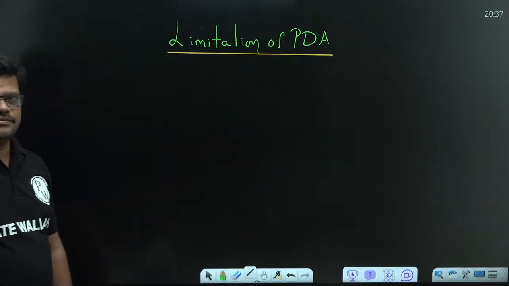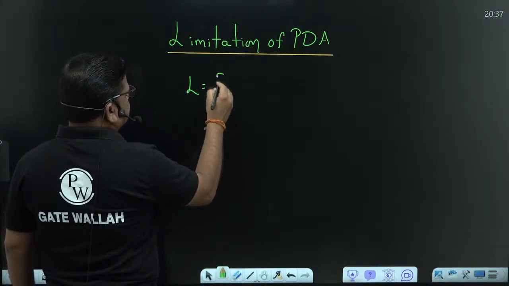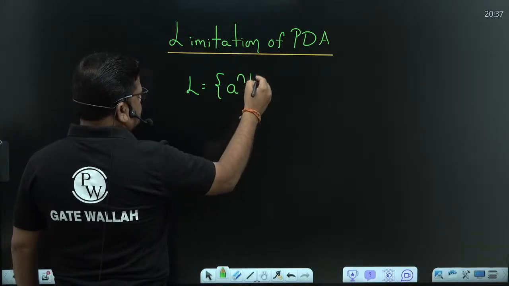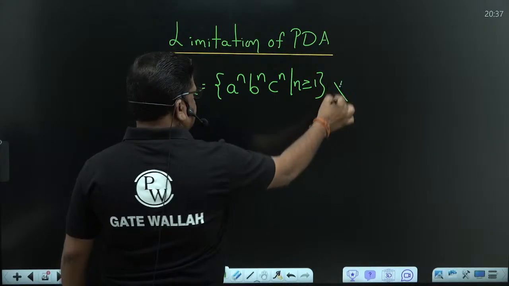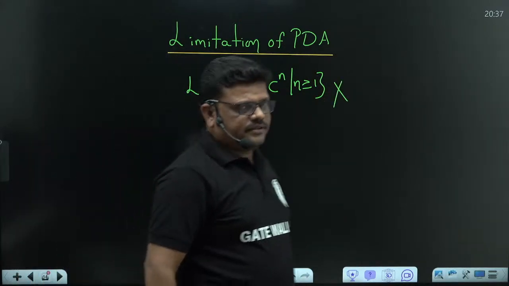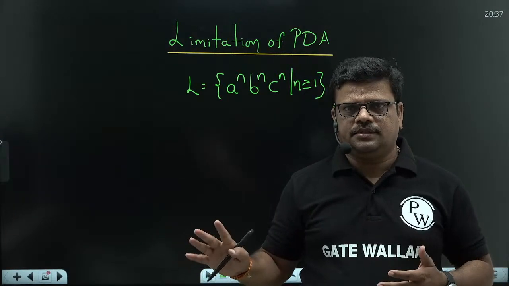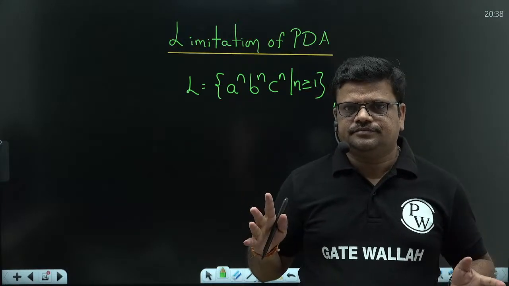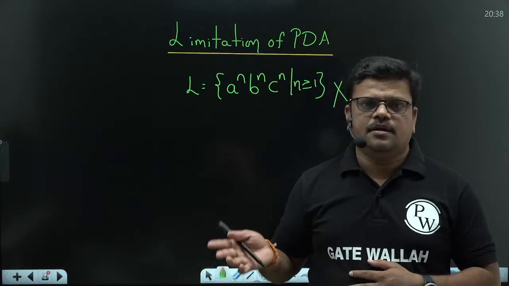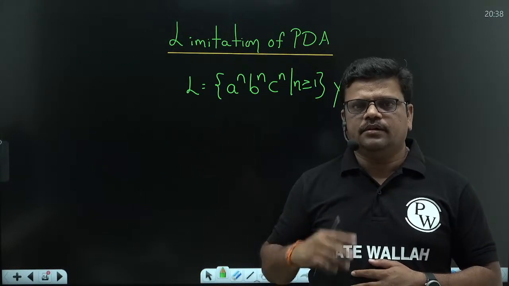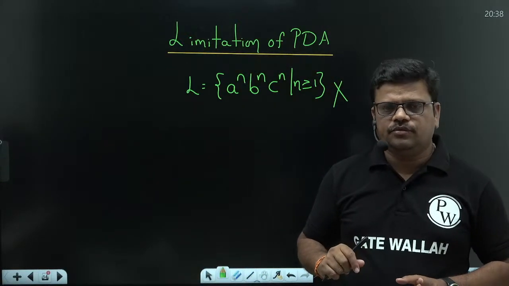Limitation of PDA. There are some languages this is the language PDA fails to accept. It doesn't mean that PDA accepts everything. It is more powerful than finite automata, that's all. It doesn't mean that it will accept everything. So it can accept some of the beautiful languages which are not accepted by finite automata, but there is no guarantee it will accept all the remaining languages. So this is the concept of pushdown automata.